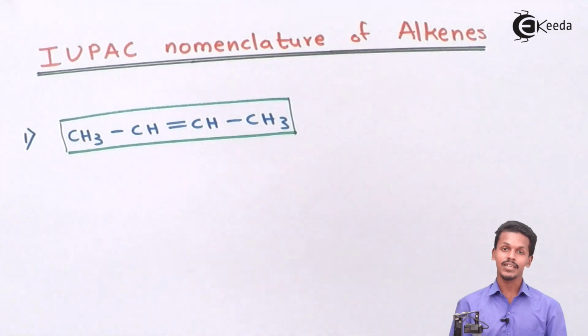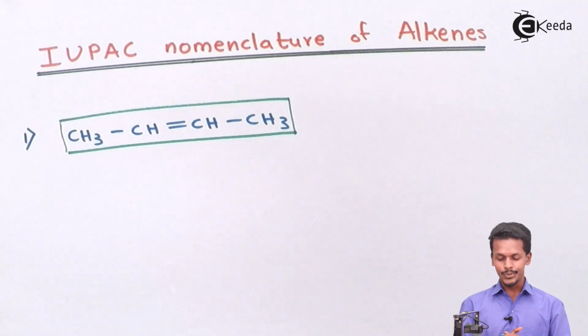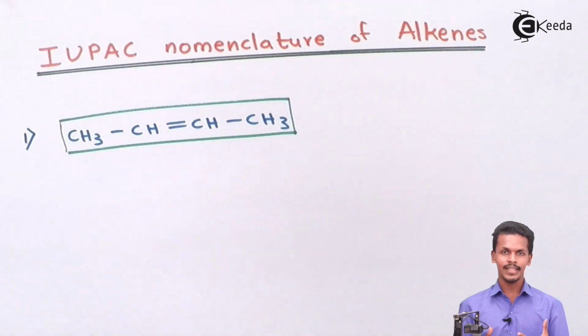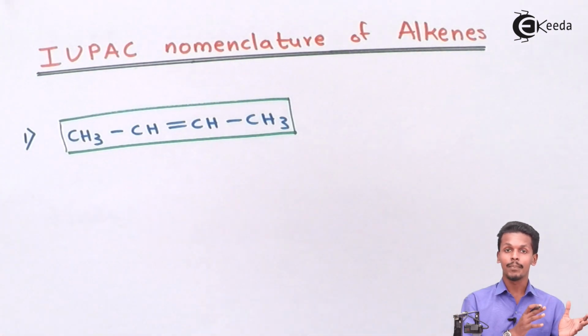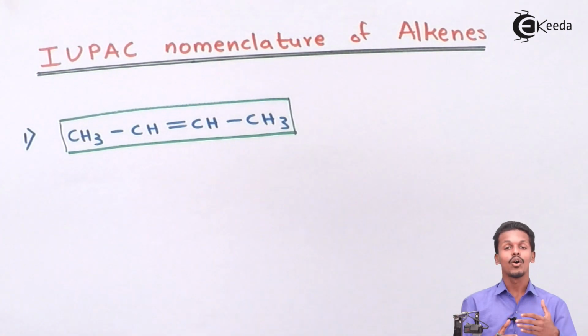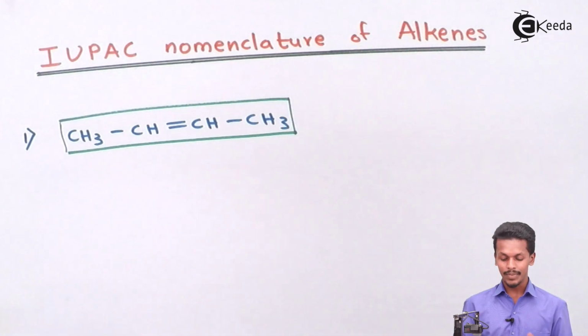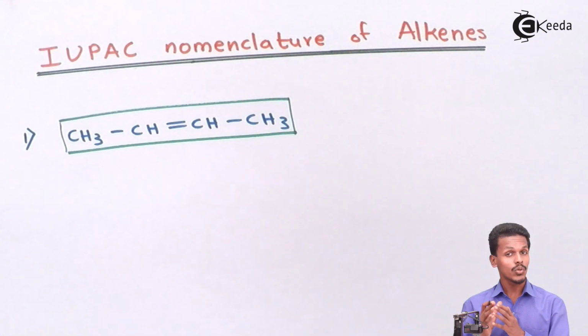The numbering is the main concern, and that number will give the location of the carbon-carbon double bond. In this case, I can number it from either side because no branching is there, so there is no need to give priority to the left-hand side or the right-hand side, through which the double bond is very near, or through which the branching is very near. But let us see which end the double bond is nearer to.